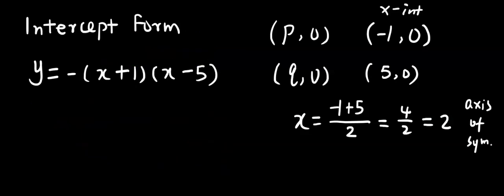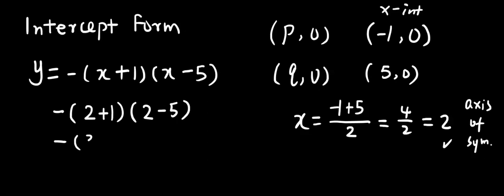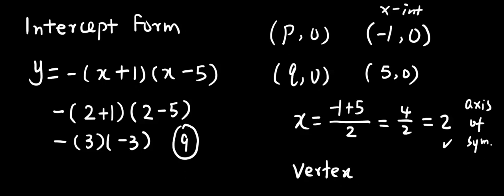Last but not least, we're going to find the y-coordinate of our vertex. Then we'll be done collecting all the information. All right, so we know x is 2. Then we have 2 plus 1 and 2 minus 5. 2 plus 1 is 3. 2 minus 5 is negative 3. Then we have negative, negative, positive. 3 times 3 is 9. So we have a positive 9, which means our vertex is (2, 9).